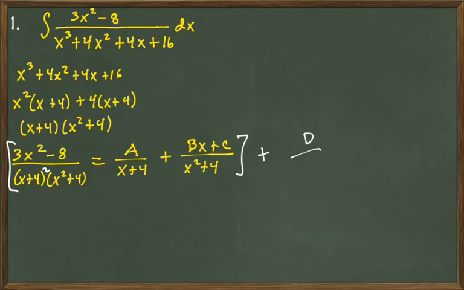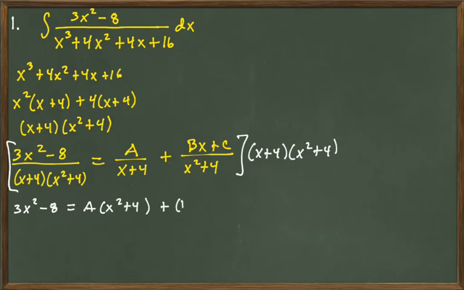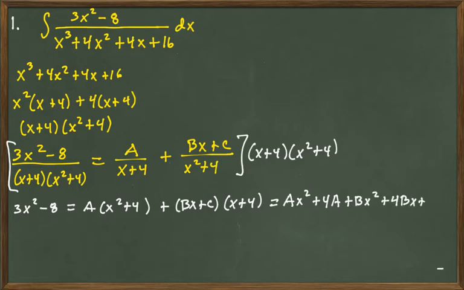So I'll take all of that stuff off. Okay, so we're going to clear the fraction and multiply by (x + 4)(x^2 + 4). And so this is going to give us 3x^2 - 8 equals A times (x^2 + 4) plus (Bx + C) times (x + 4). So it's going to give us Ax^2 + 4A + Bx^2 + 4Bx + Cx + 4C.